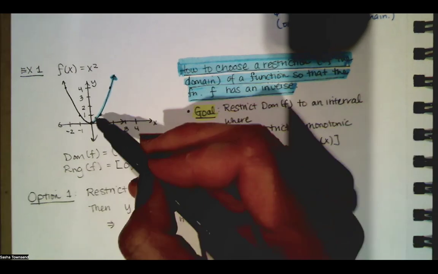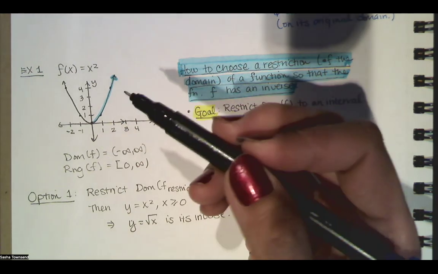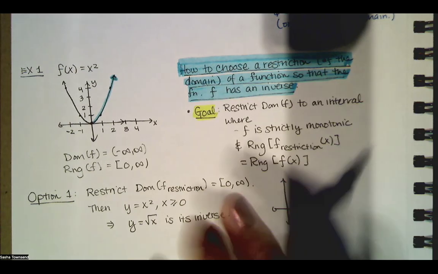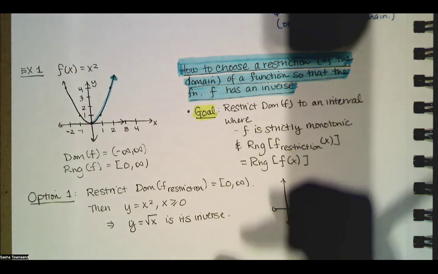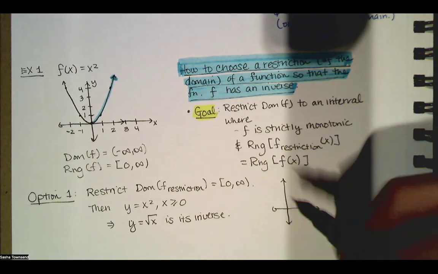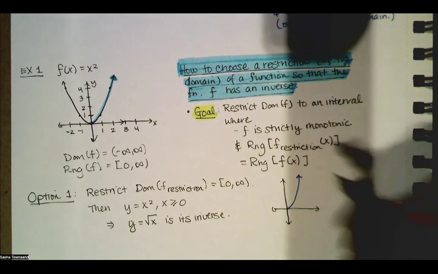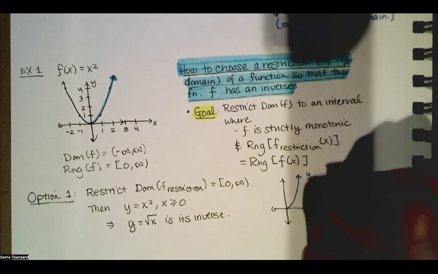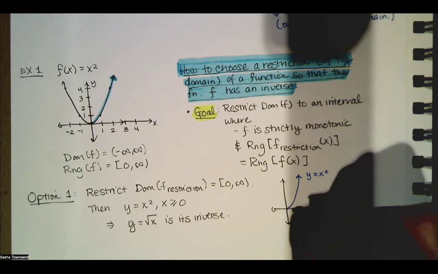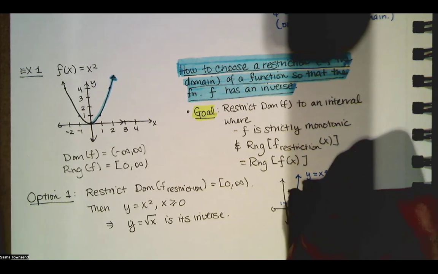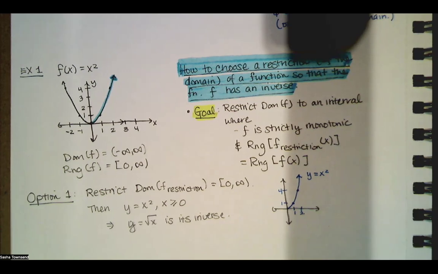Now, notice that on this restriction of y equals x squared, x and y are both positive. So when we switch the roles of x and y they will remain positive. So we're still in quadrant 1. And we've got some points on the graph. When x equals 1, y equals 1. When x equals 2, y equals 4. And so on.